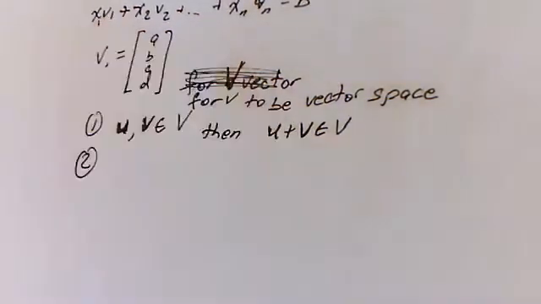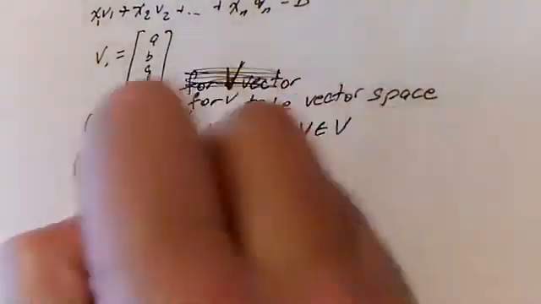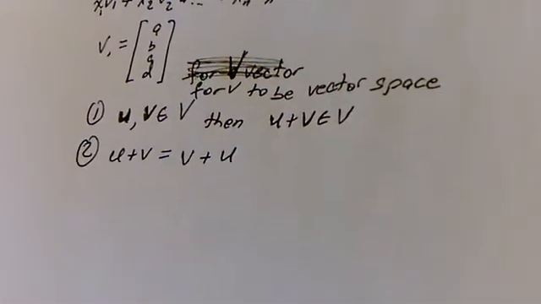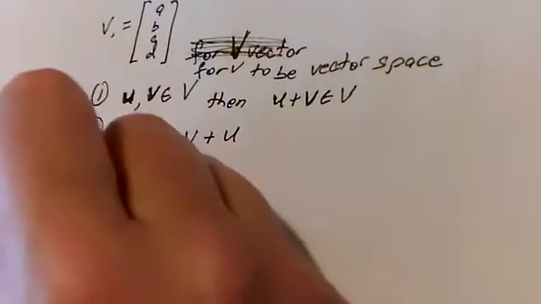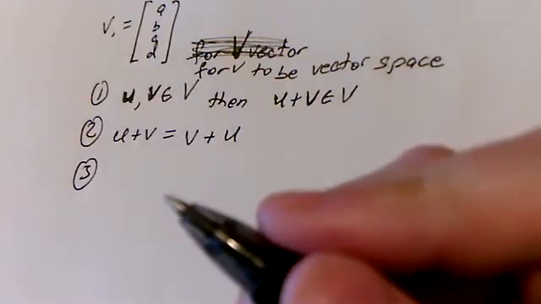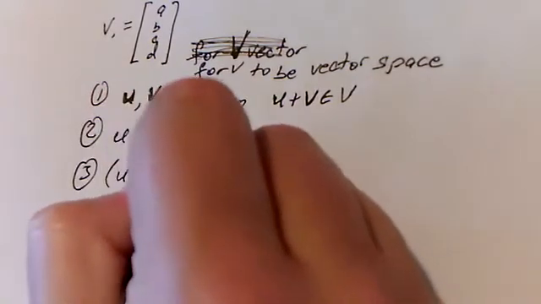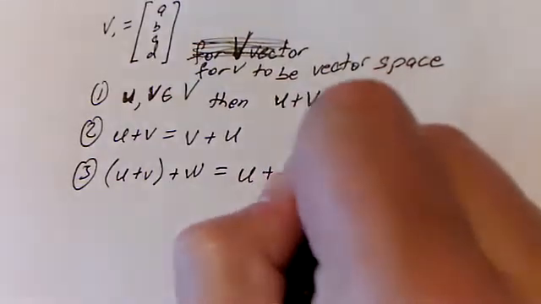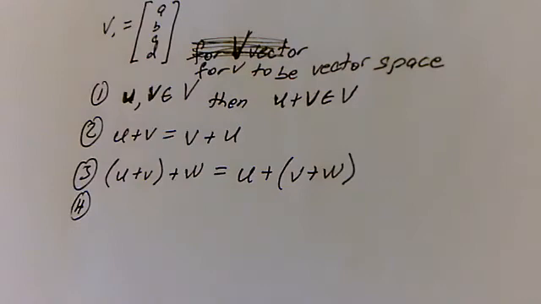Condition 2: u plus v has to equal v plus u. So we want it to be commutative, just like we're familiar with vectors to this point. Condition 3: I need associativity. u plus v plus w should equal u plus v plus w, grouped either way.